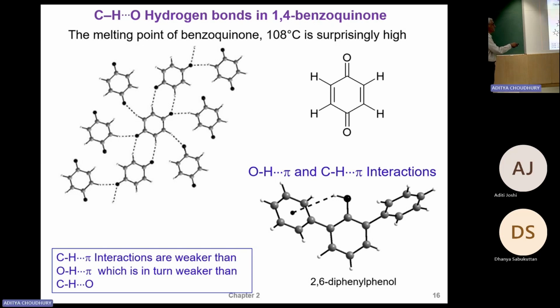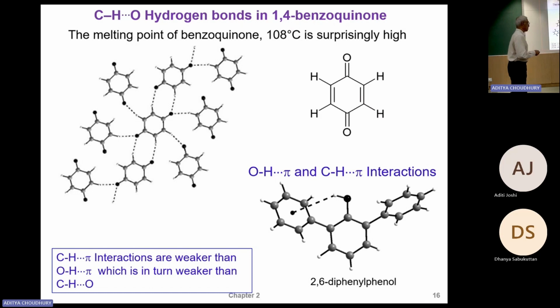Because of that, you see this is an organic compound, so you don't expect a high melting point, but the melting point of benzoquinone is very high, 108. That's because this compound is stabilized by weak CHO interaction, and that contributes to the high melting point of benzoquinone. So whenever you have weak interactions, and if they are present in plenty, they contribute to the stability of the compound.